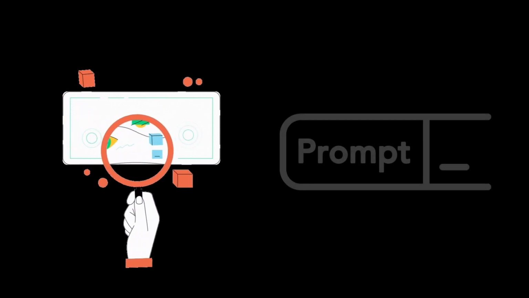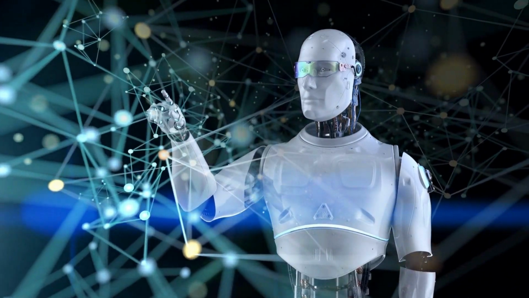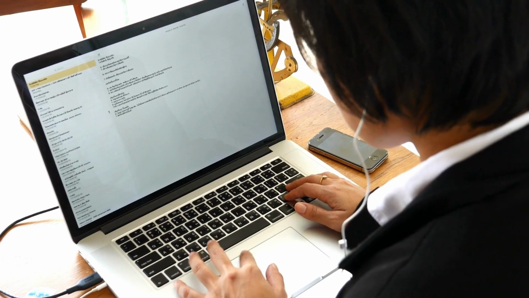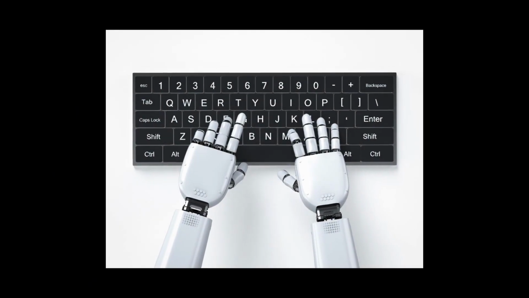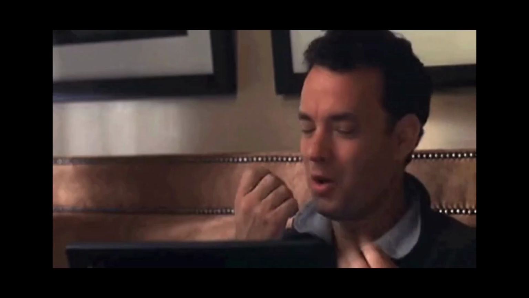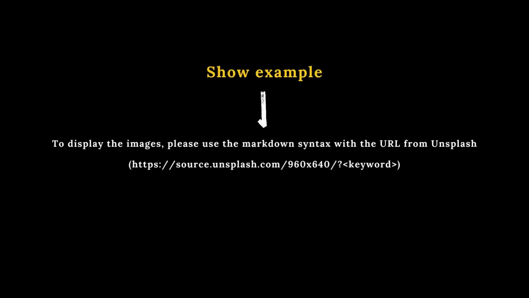To begin with, it's crucial to be clear about what you want in your prompt. You need to be specific about what you want ChatGPT to generate and what you want to include in your answer. For example, if you want ChatGPT to write an article about travel that contains text and images, you can write your prompt like this. First part, what you want ChatGPT to generate, and what you want to include in the answer. Second part, show ChatGPT how to do it with examples.